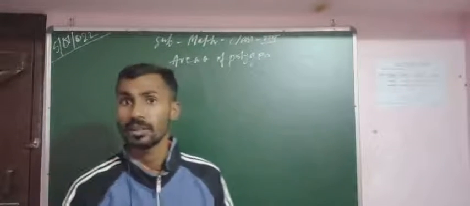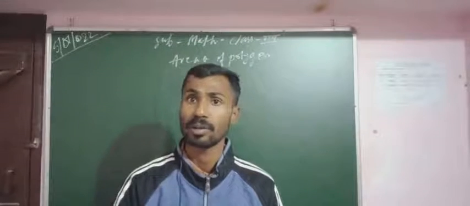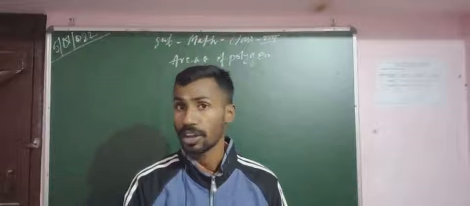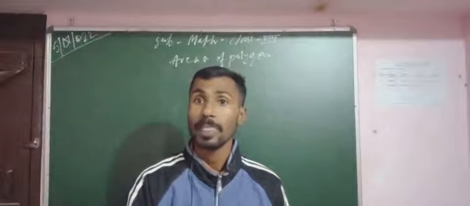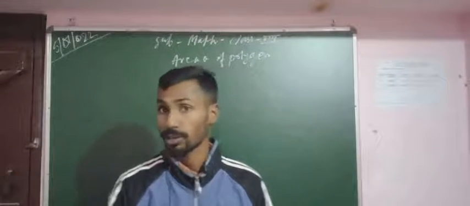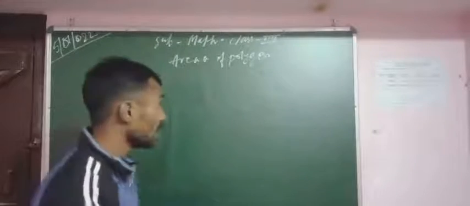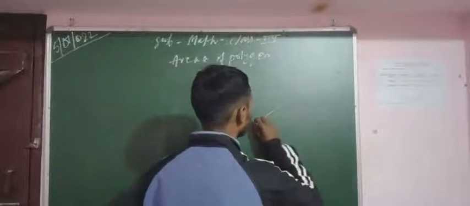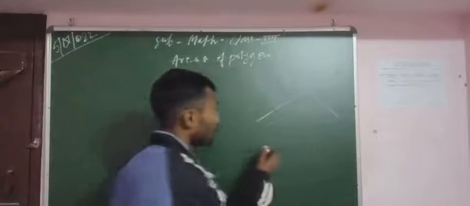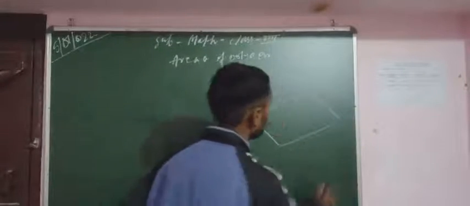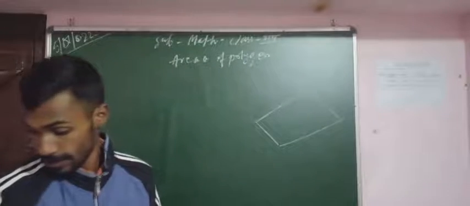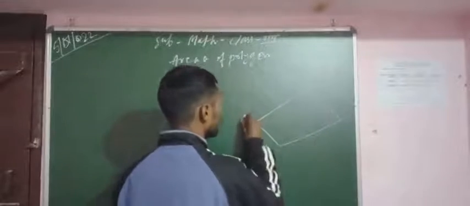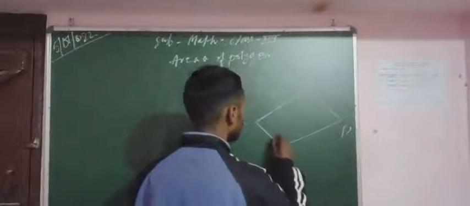But when we haven't any formula to calculate the area of a polygon, how will we calculate it? By using other geometrical figures. Suppose, look at the figure, ABCD is a polygon. Look at this.